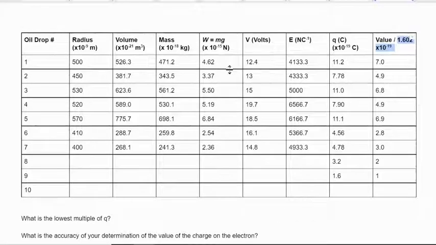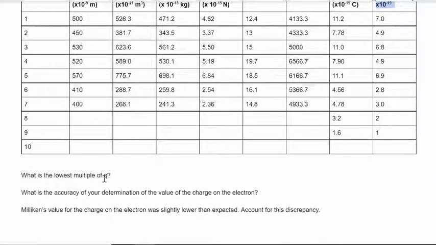So your data will be slightly different, but you should work out that these are all multiples of 1.602. So the lowest common multiple will be 1.602 by 10 to the minus 19.